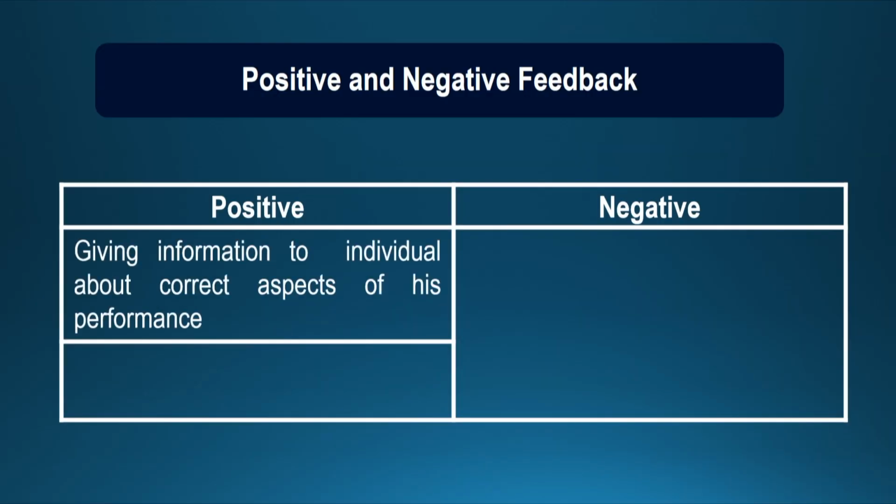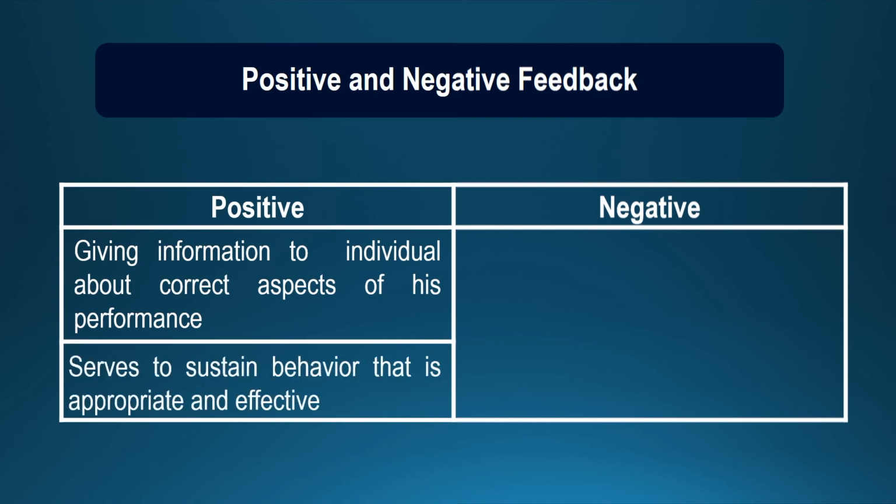If the teacher says or provides a verbal comment in class, very good, the answer is right, these types of verbal comments are considered as positive feedback. This is basically the information to the individual about the correct aspects of their performance, and positive feedback serves to sustain behavior that is appropriate and effective. Whenever possible, the teacher needs to increase the opportunities for the student to receive positive feedback.